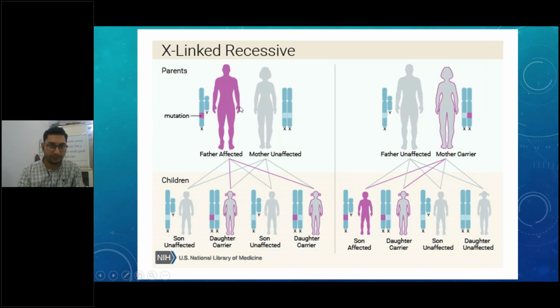Now in the other case, this was the case when the father had this mutated gene. Now if the mother has this mutated gene, then that son will be affected, which will have the Y chromosome from the father.